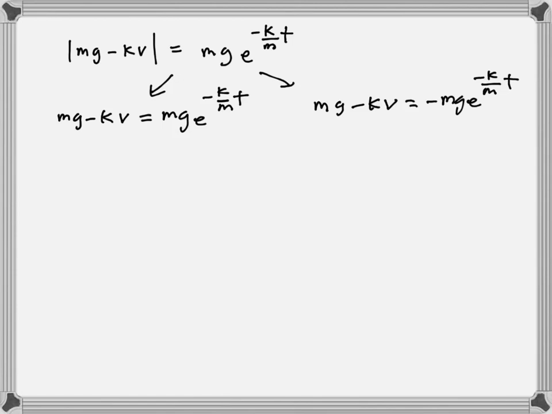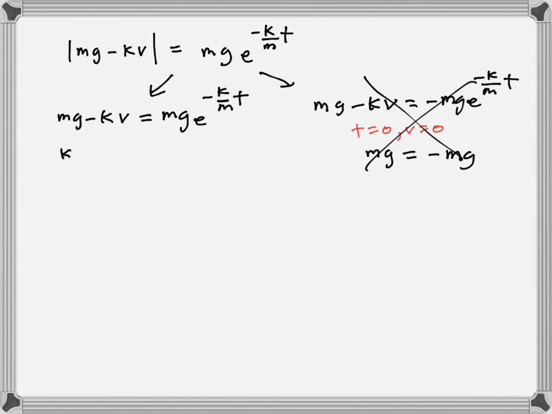Now, remember the initial condition, okay? If you plug in t equals 0 and v equals 0, that's the initial condition, you will notice that this devolves into mg equals negative mg. In other words, this minus sign can't be there, okay? The initial condition fails. And so we're going to work with the left side now. We know the right side is impossible. So what do we get from here?